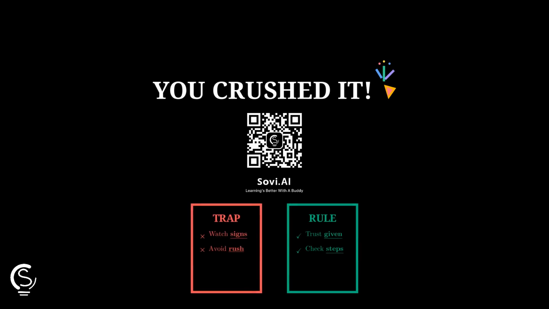Well done! Option D. Scan now, watch signs, and avoid rush. Trust the given graph, then check the steps before choosing.